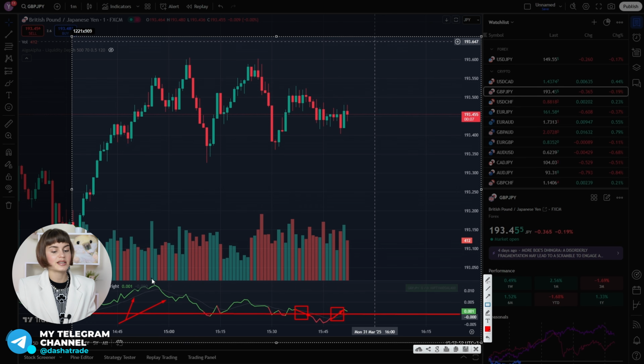So, if we see that the faster line crosses the slower one from top to bottom, this is a good signal to open a position for the trade. And if we see the opposite, an intersection where the faster line crosses the slower one from bottom to top, this is a good signal to open a trade for a buy. So now let's move on to trading.